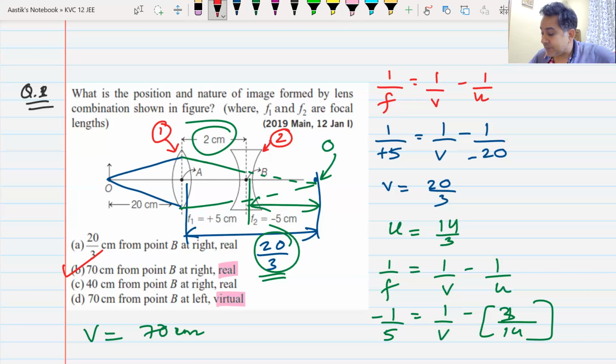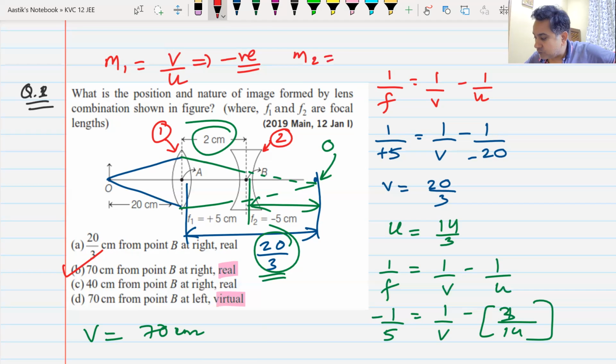You find the magnification of the first lens, which is v by u. Is this magnification coming positive or negative? This magnification will come negative, yes or no? Then the next magnification, again you find it out by v by u. Will it come positive or negative? It will come positive, yes or no?